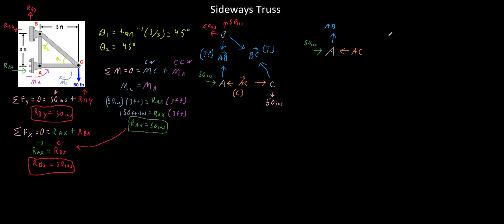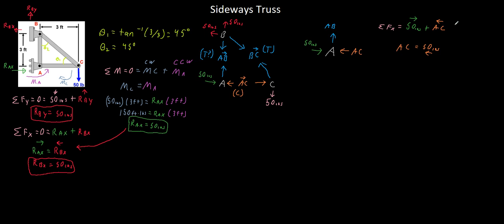And to start solving for AC and AB, first I'm going to ask, what's the sum of all forces in the X direction at joint A? Well, we know it's 50 pounds going to the right, you can see the arrows clearly going to the right. And we can add that to AC. And AC must be going to the left to cancel that out. Therefore, AC has to equal 50 pounds. Vector AC equals 50 pounds to the left.